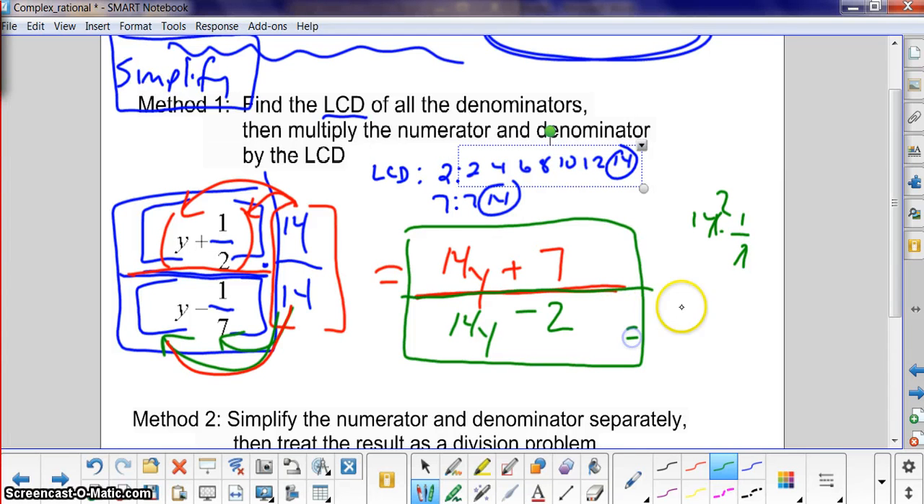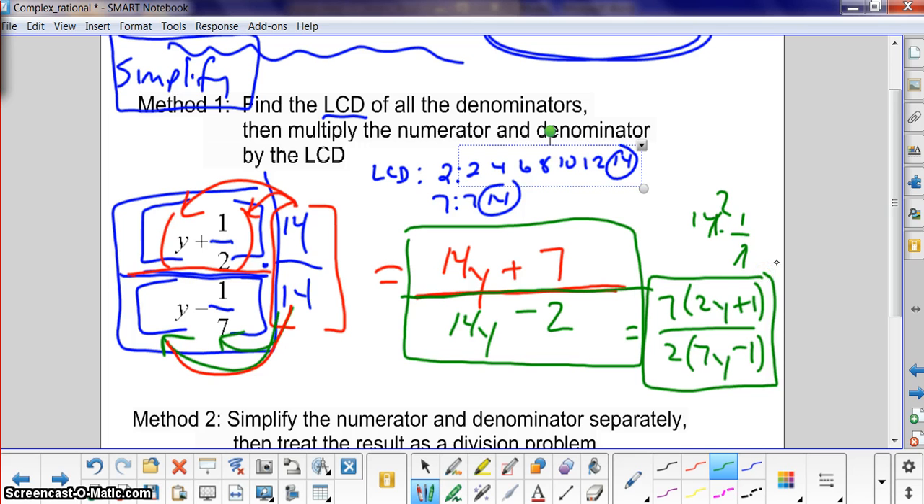You could consider factoring out the 7 and be left with 2y plus 1, and on the bottom factoring out the 2, and you're left with 7y minus 1. Either one of these is as correct as the other. However, in factored form, it is easier to identify whether or not something can be reduced top to bottom.